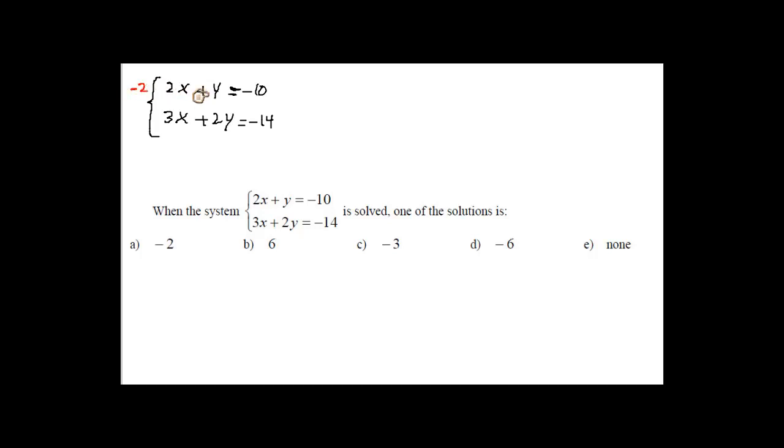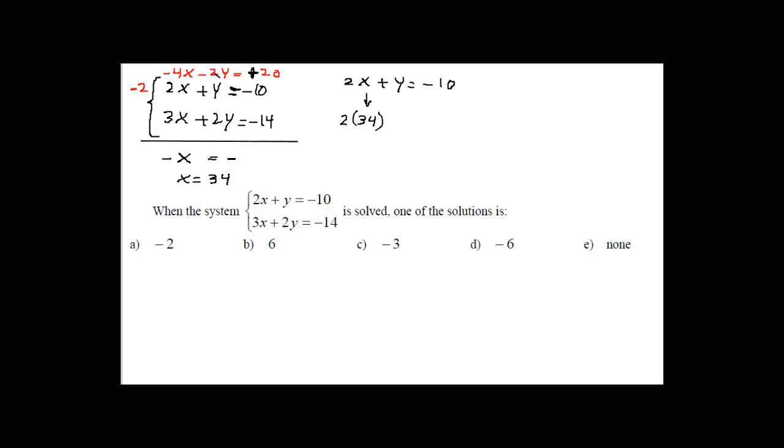If I multiply the first row by -2, let's see what we get. Here we get minus 4x, and we get minus 2y is equal to... So that should be positive 20, which would give you a positive 6. Very good. That's absolutely correct.